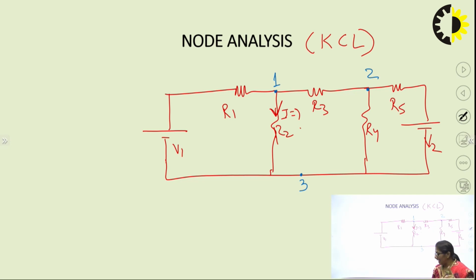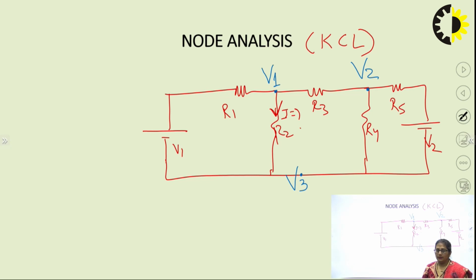Second, assign junction voltages. V1, V2 and V3 would be the junction voltages, right? V1, V2 and V3 are the junction voltages. Two steps are over. Third, apply KCL at different junctions and write the equations.